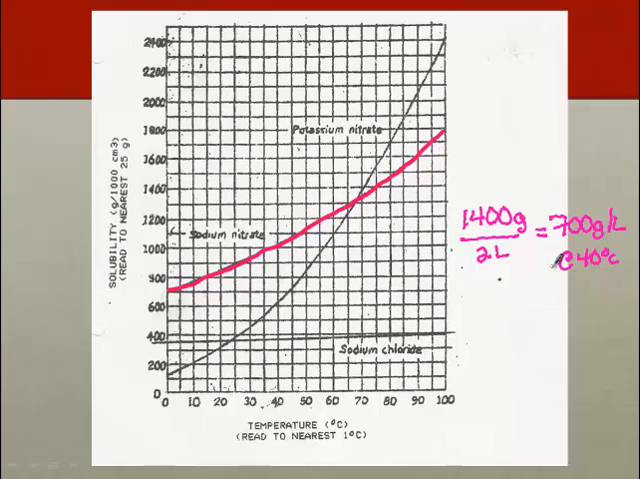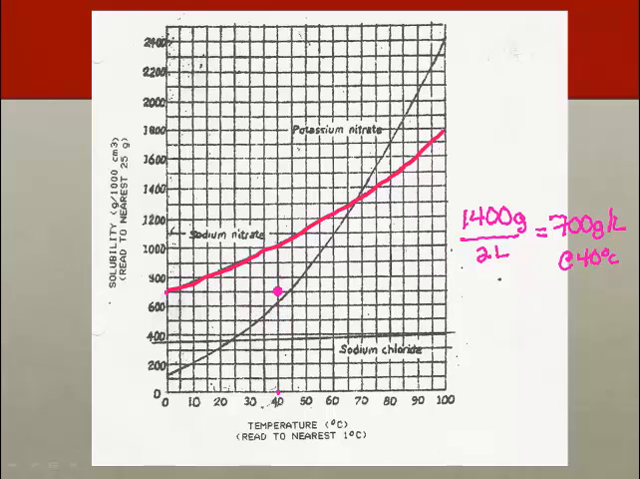So what I need to do is look on my graph. I need to find where 700 grams per liter is for my solubility. I need to find where 40 degrees is on my temperature. So I see that 40 is right here. I see that 700 is right here. So I go where the two meet, and I find that my concentration is right there. So I've just indicated that by the pink dot.